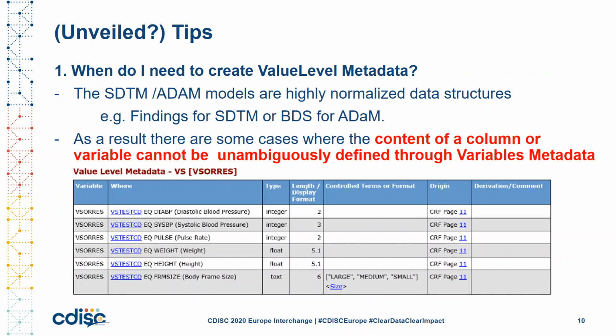Value level metadata enables the specification of the metadata of a variable under a condition involving one or more other dataset variables. For example, describing the characteristics of the variable VSORRES in the vital signs SDTM domain, such as the data type or whether controlled terminology is applied, depends on the topic variable VSTESTCD. As such, for example, the data type of weight is not the same as body frame size. Also, frame size makes use of a codelist that is not applicable to other vital sign parameters.